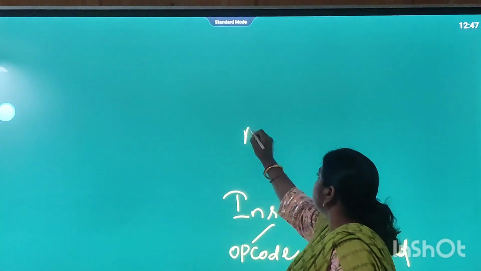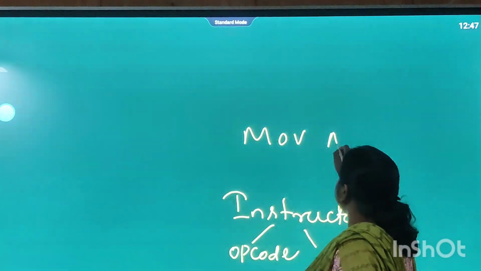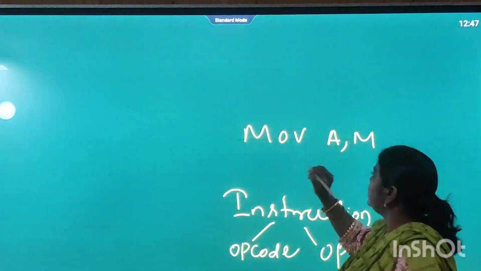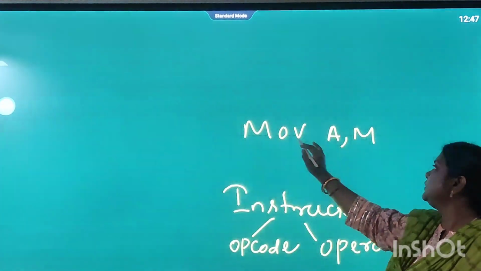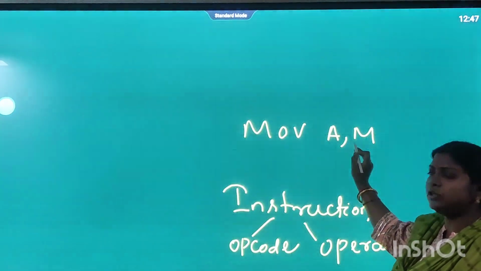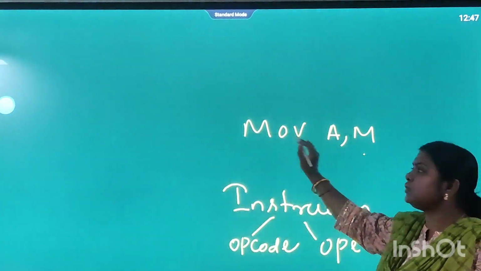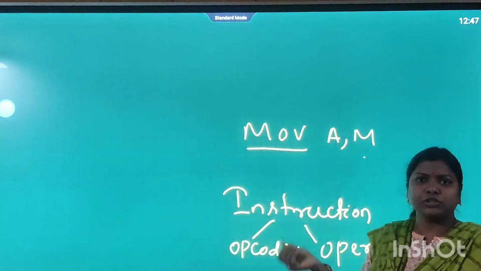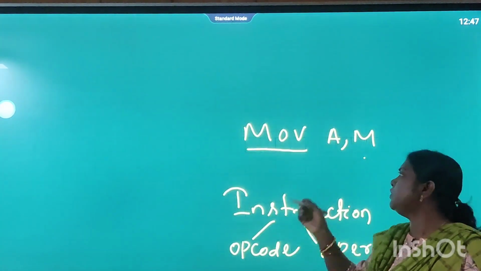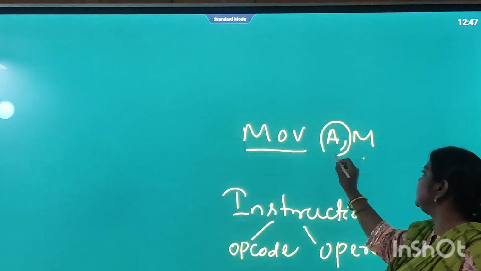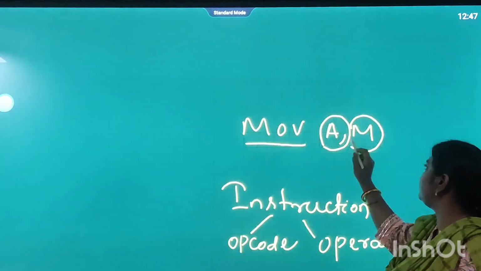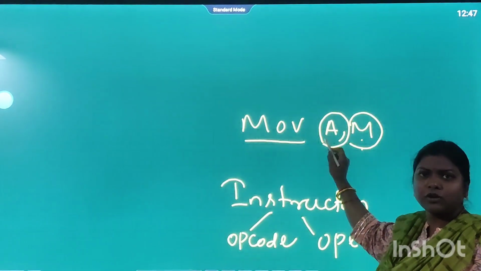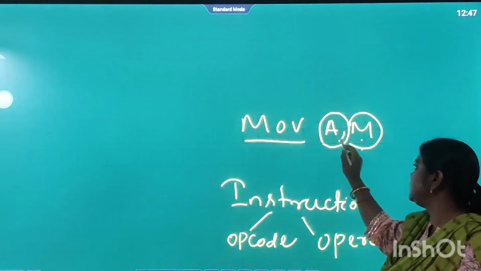Suppose one instruction is MOV A, M. Here the instruction means move the content of memory to the accumulator. So in this instruction, the first part contains what operation is to be performed, that is the move operation. The addresses of the data here are the accumulator and memory. These are the source and destination. The operand will go from source to destination.